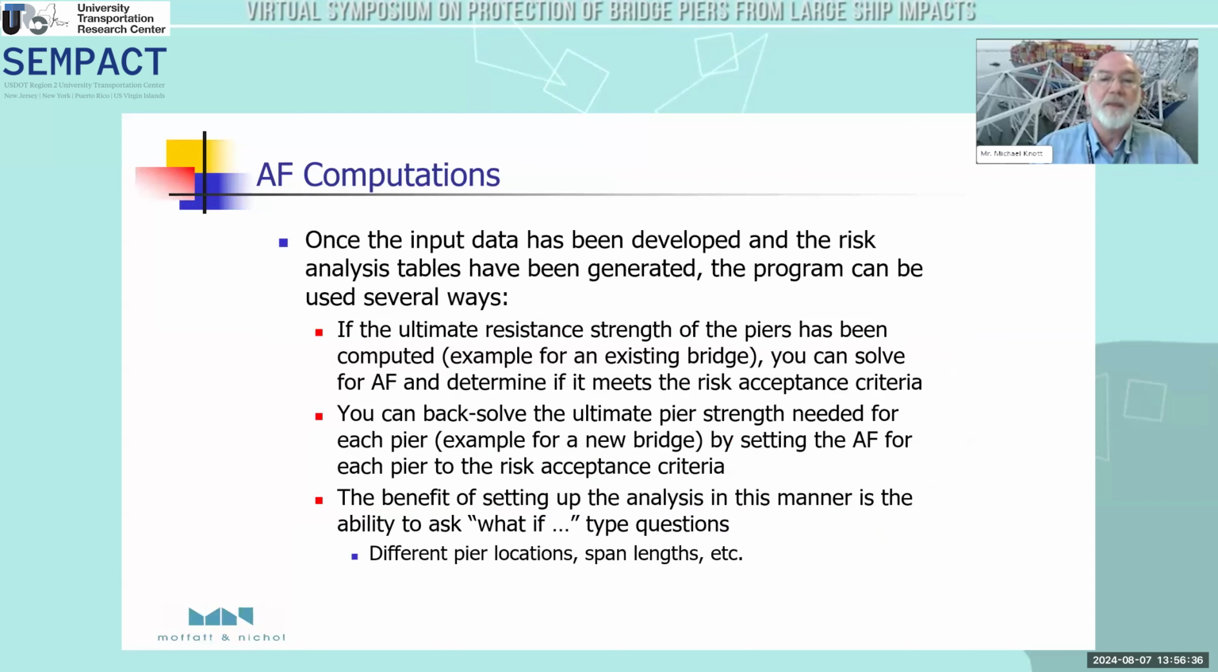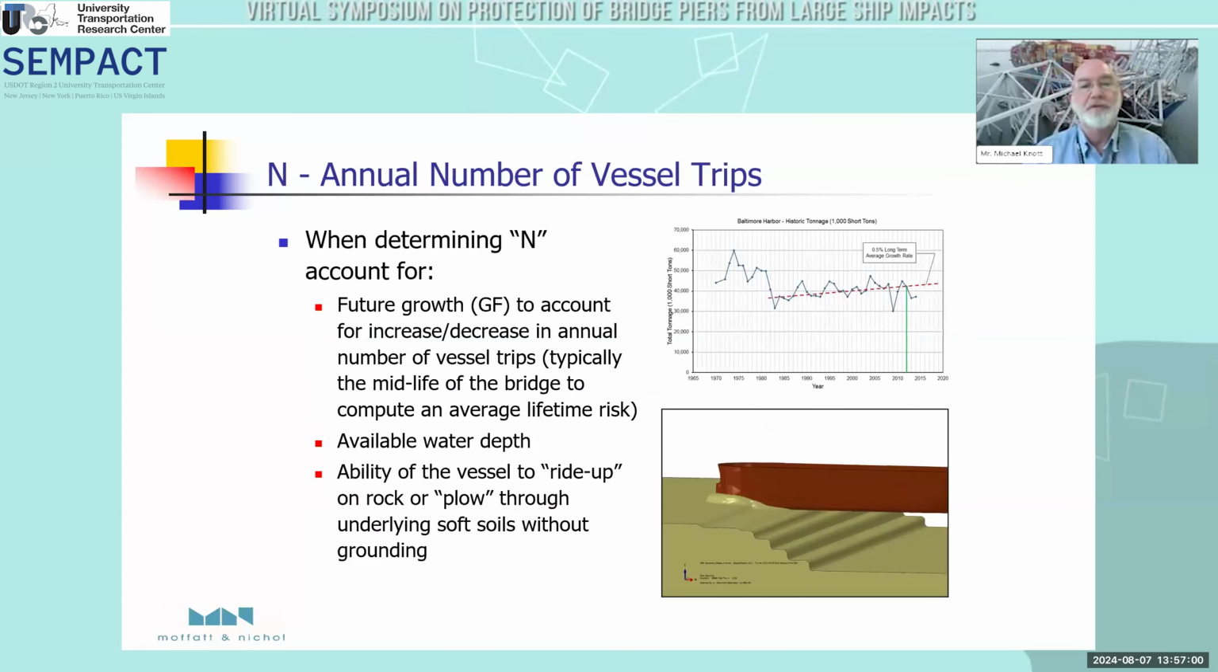So once you've developed this risk model, it can be used in all kinds of ways. If you know the resistance strength of your bridge, you can evaluate your annual frequency of collapse. If you are designing a new bridge, you can put piers in different locations and determine what the strength of that bridge pier would need to be to meet the code criteria. So it lends itself to a lot of what-if type questions.